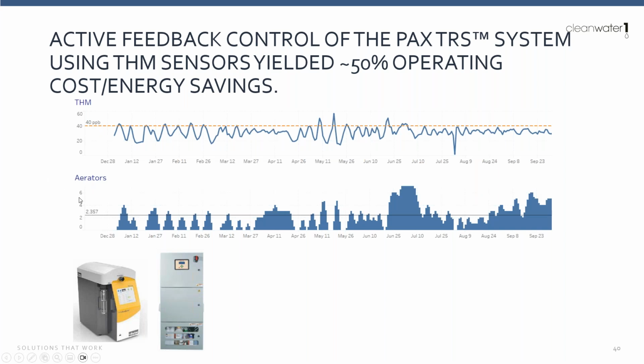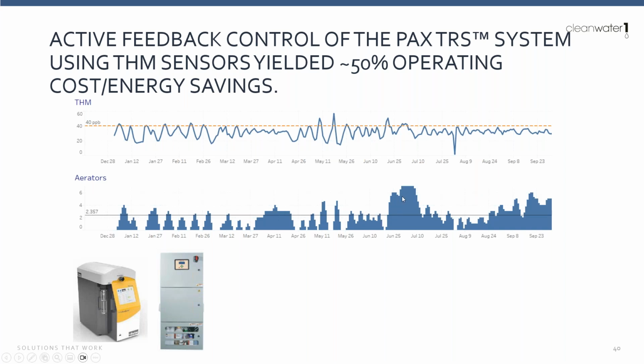And on the bottom graph, you can see the number of surface aerators on the vertical axis at the same timestamp on the horizontal axis. So for example, here on December 28th, we're not running any surface aerators at all, and our concentration is around a 30. A few days later, concentration is shooting up. We need to call 4 surface aerators to stay at that kind of 40 parts. So we run in this mode between 0 and 4 surface aerators for most of the spring.